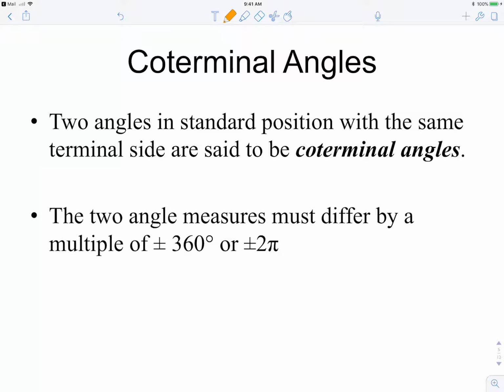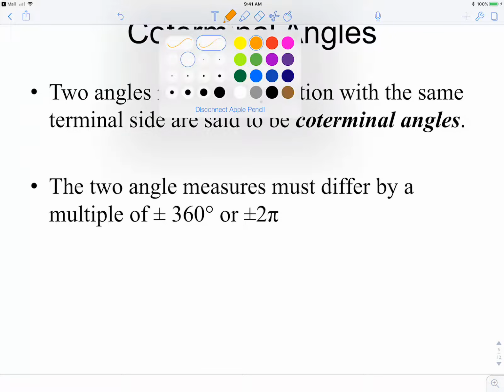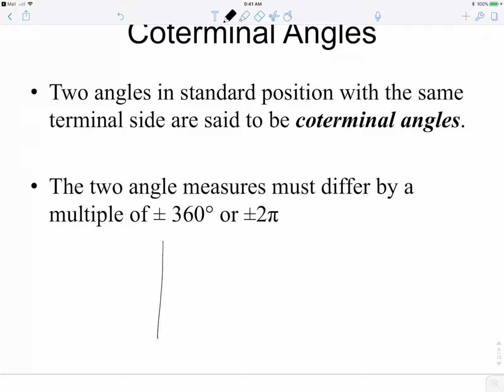And every angle has infinitely many coterminal angles, and you can keep finding additional coterminal angles by adding or subtracting 360 degrees or 2 pi radians, depending on which units you're in. So for example, let's say we have the angle, how about negative pi over 2, like we just looked at? So this is the angle negative pi over 2.